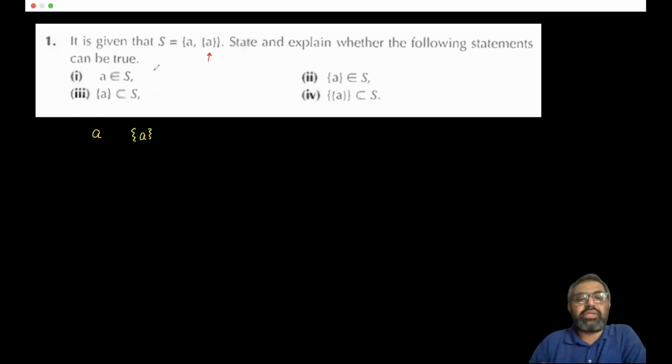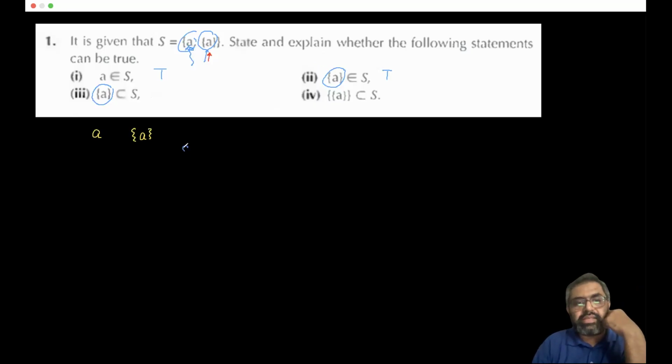So let's see. The first one, we can just write down in front of us. A belongs to S. So definitely A belongs to S. So this is going to be true. The second one is set {A} belongs to S. Set {A} is part of S. So this is also true. Next is, again, the set {A} is a subset of S. Now this set {A} is not the element A, but it's a set which contains A.